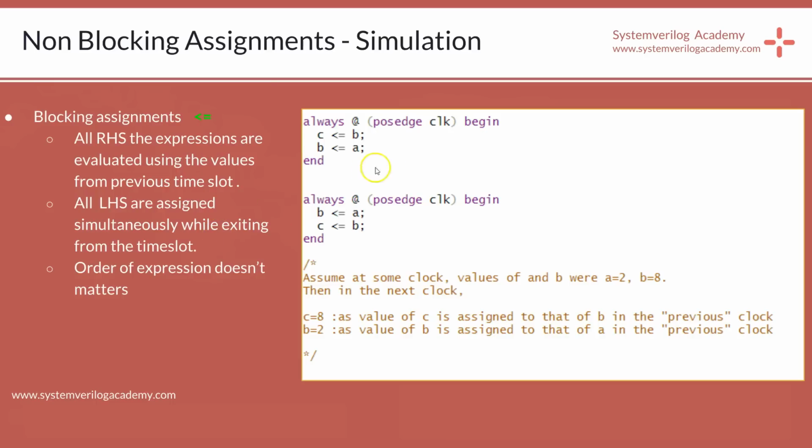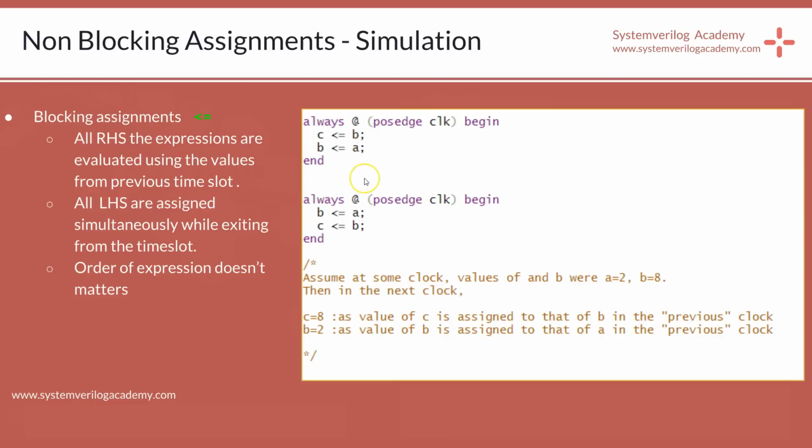Here are the same examples from the previous blocking slide, but instead of blocking assignment, non-blocking assignments are used. In the first case, at the end of the time slot, C will be assigned with the value of B from the previous time slot, which is 8. B will be assigned with the value of A from the previous time slot, which is 2. Thus the results are, C equals 8 and B equals 2, which looks obvious from the expressions.